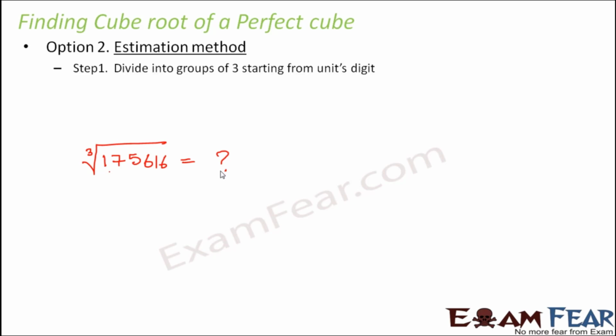So the first step is that take the number, divide it into groups of 3 digits and start this division from the units digit. So 6 is the units digit. So start from 6, groups of 3.